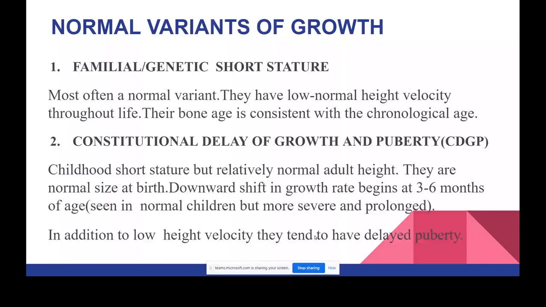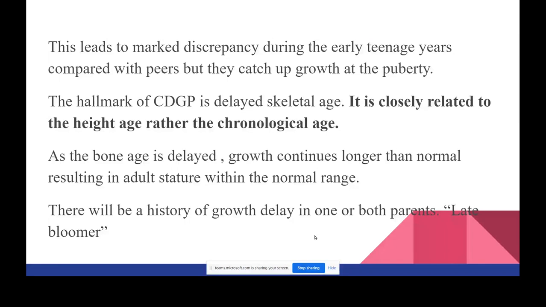When you inquire, most of them have a family history; the mother or father might say, "Doctor, we had a similar situation, and our parents told us. I was also very short at the beginning, but when I was in grade 8 or 9, I was more or less equal to my friends." So this leads to marked discrepancy during the early teenage years compared with peers, but they catch up in growth and puberty later on. In grades 5, 6, 7 they are shorter than their peers, but by the A-level classes they are completely normal with their peers.